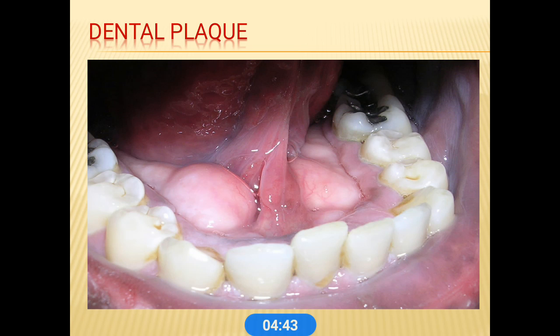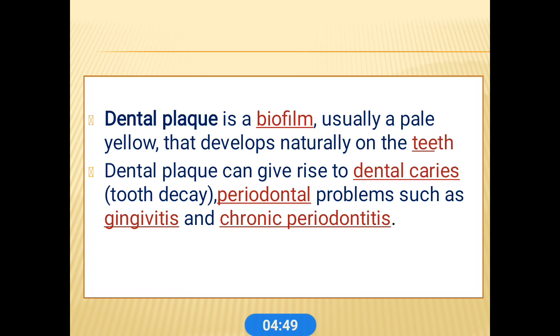Next we have dental plaque. What is dental plaque? Dental plaque is the deposition of microorganisms, and these create a biofilm.